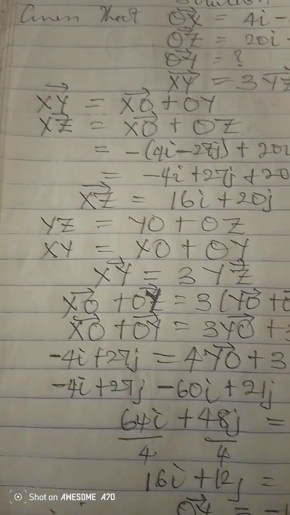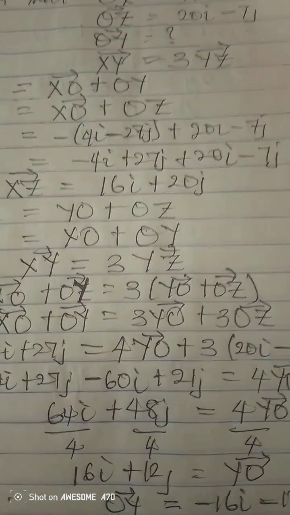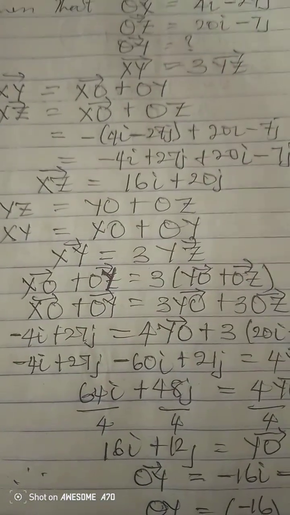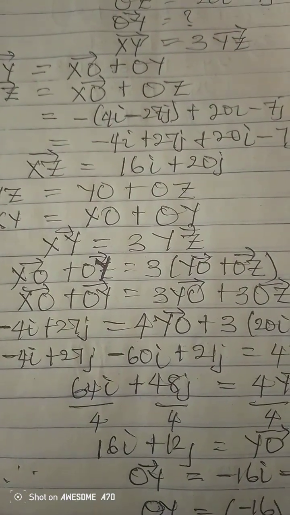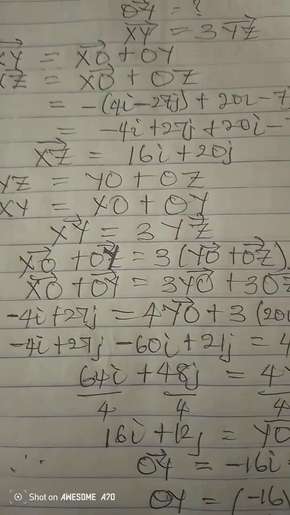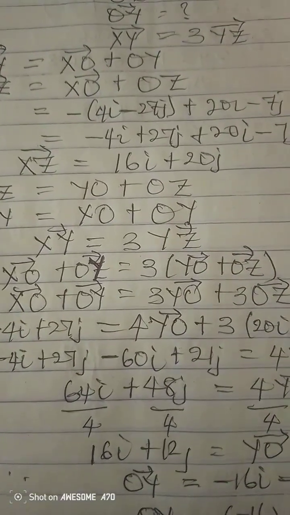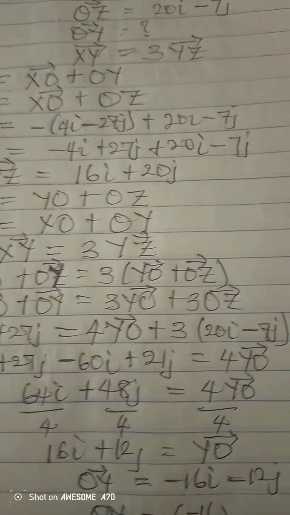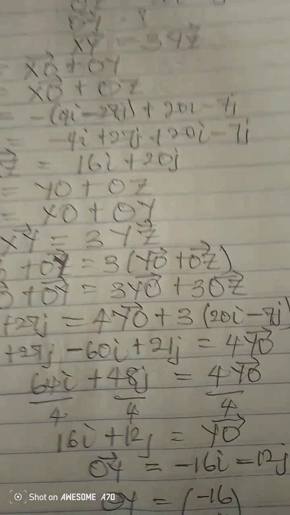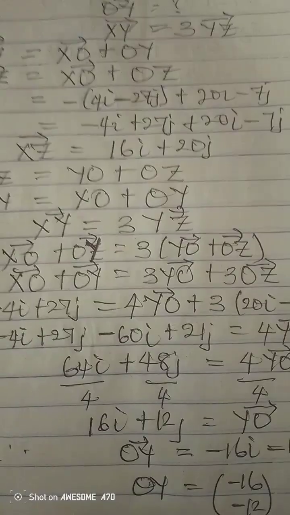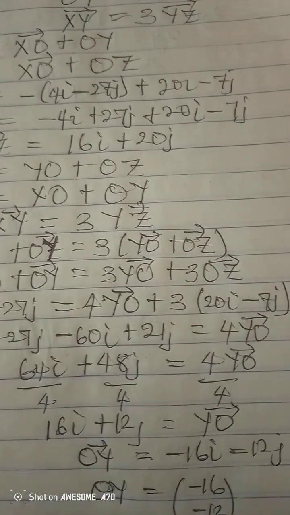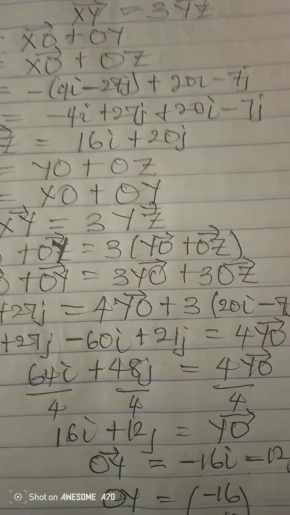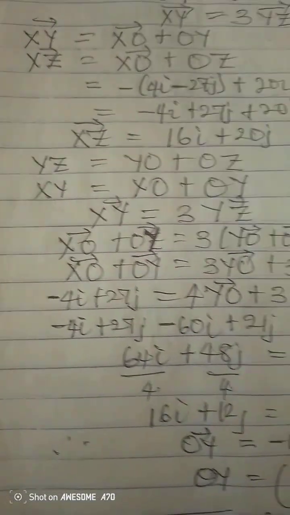Or vector XZ is equal to vector XO plus vector OZ, which implies, since OX is 4i minus 27j, vector XO becomes negative of 4i minus 27j, plus OZ, which is 20i minus 7j. So that gives us minus 4i plus 27j plus 20i minus 7j. So that gives us 16i plus 20j. That's the vector XZ.